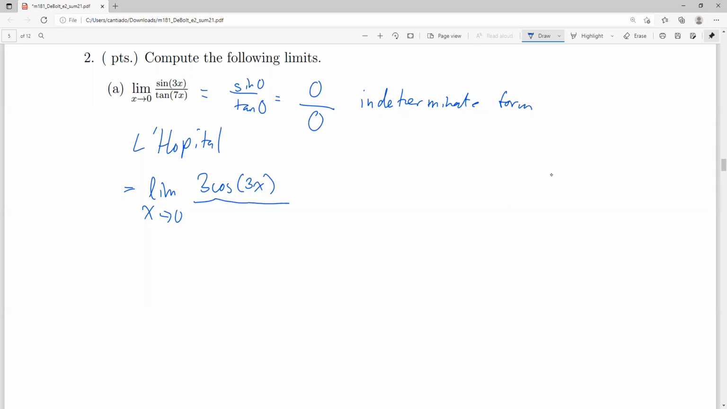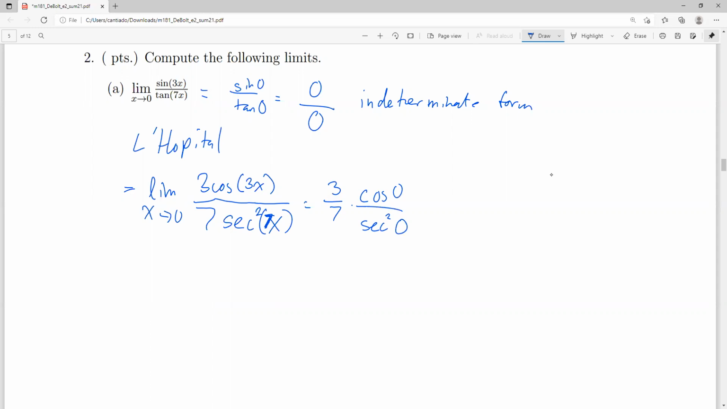And then doing chain rule for the bottom as well, it'll be 7. The derivative of tangent is secant squared. So secant squared of 7x, sorry. All right, so what happens when we plug in 0 now? Well, let's see. We have 3 over 7 times cosine of 0 over secant squared of 0, right?